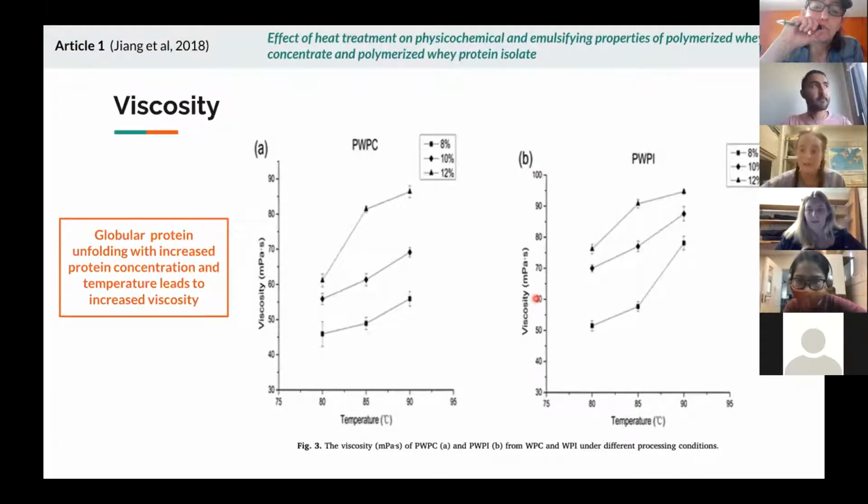As you can see here, the viscosity increased with increase in protein concentration and temperature. And they stated in the paper that this may be due to the denaturation of the globular protein because the alteration in protein conformation increased the surface area and exposed buried peptides and amino acid side chains, allowing them to interact with water, which increases the viscosity.